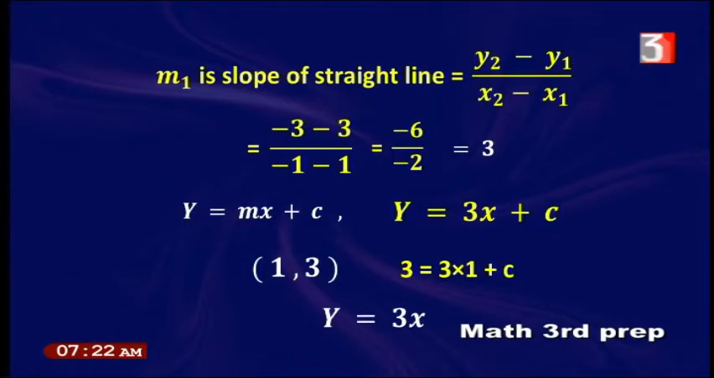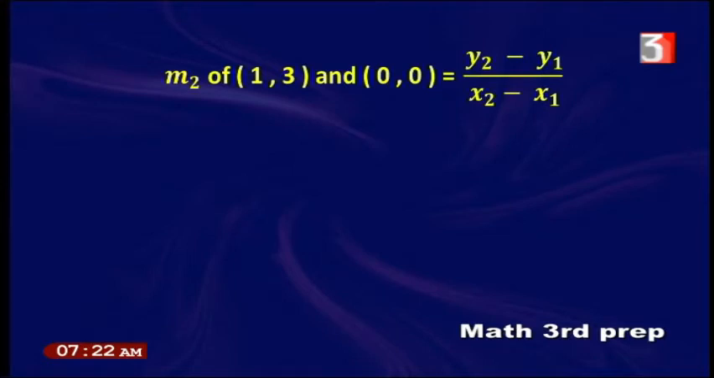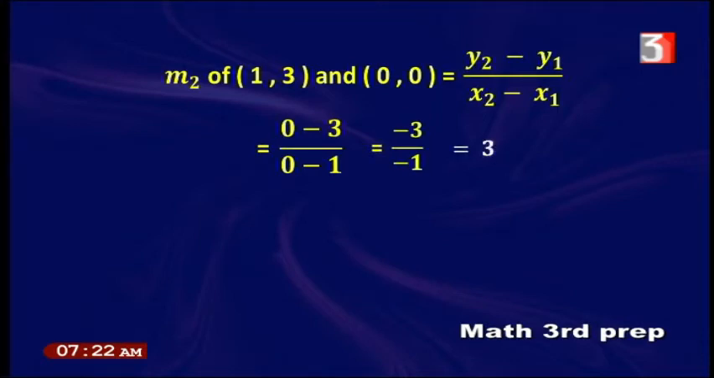To prove that this straight line passes through the origin, you are going to find the slope m2, which is the slope of the line passing through 1 and 3 and 0 and 0, which is equal to y2 minus y1 over x2 minus x1, which is equal to 0 minus 3 over 0 minus 1, to give a result of negative 3 over negative 1, which is equal to 3.